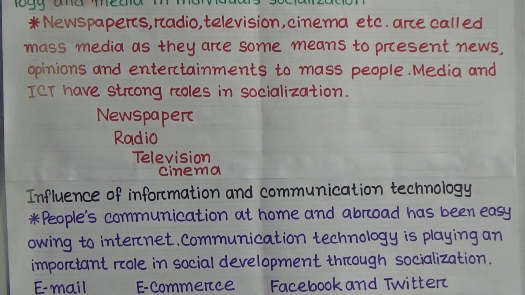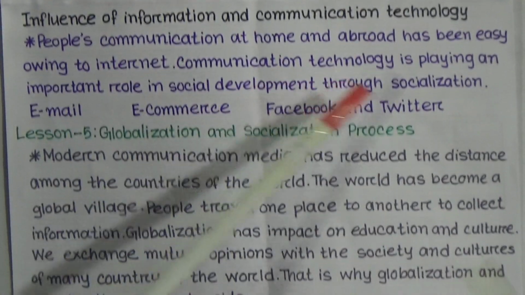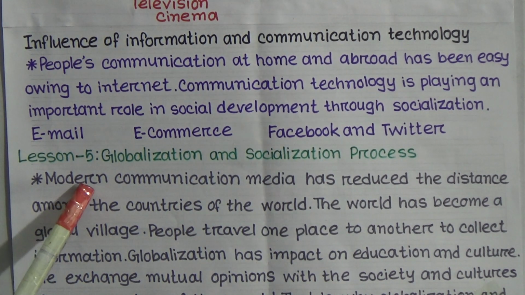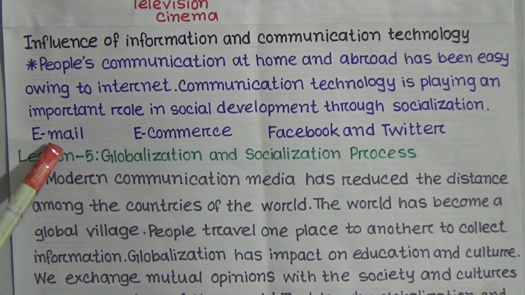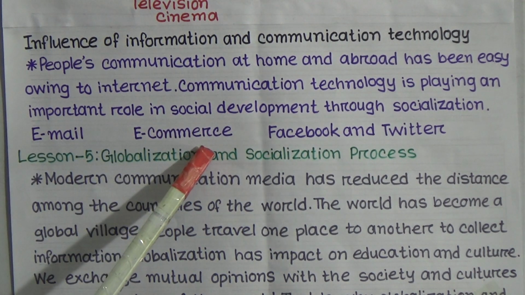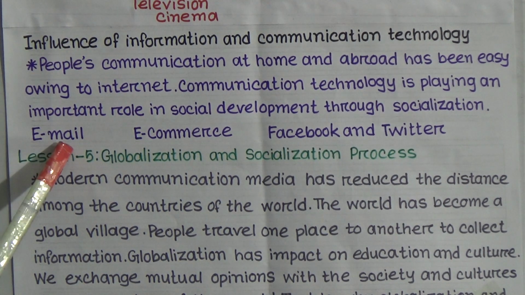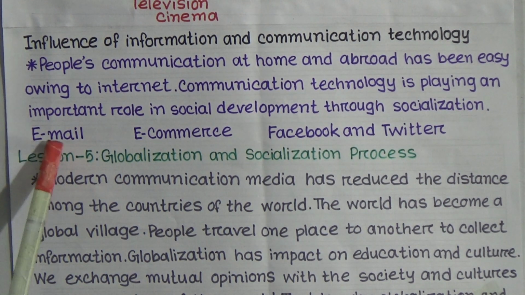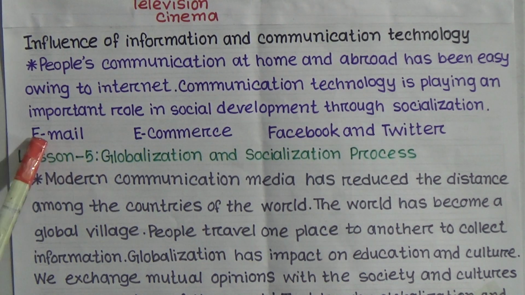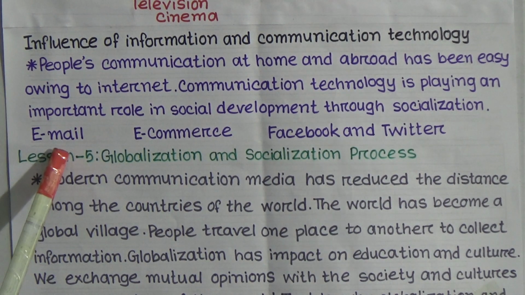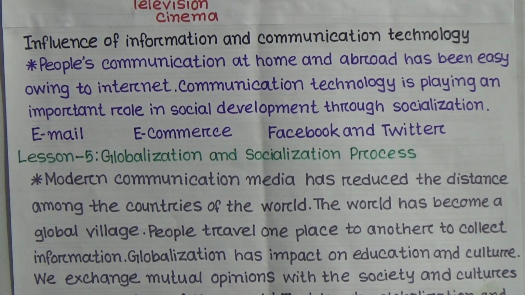So students, here you can see email, e-commerce, Facebook and Twitter. All these are processes of information and communication technology. Email means electronic mail, e-commerce means electronic commerce, and then Facebook and Twitter. Through email, we can easily, within a few minutes, send messages and information from one place to another. By staying at home or in our country, we can send information and messages to others who are living far away from us or abroad.